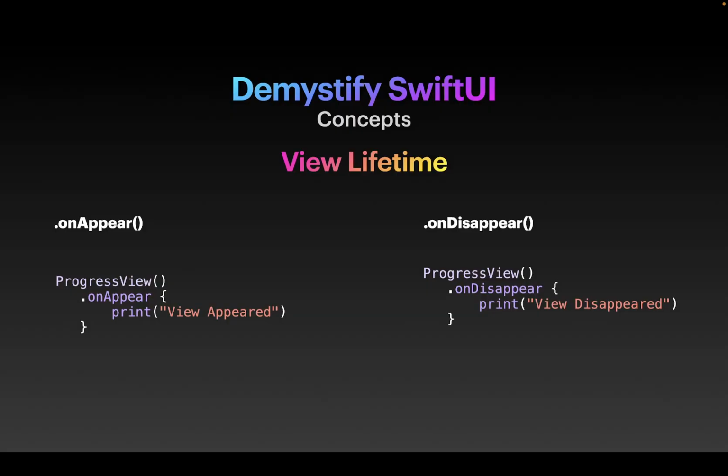These two things are actually view modifiers, and the syntax is exactly the same as other view modifiers. It takes a closure. For example, in this case, when the progress view actually appears on the screen, this function block is going to be called. So you're going to print some string, like view appeared. And it's the same case for onDisappear.